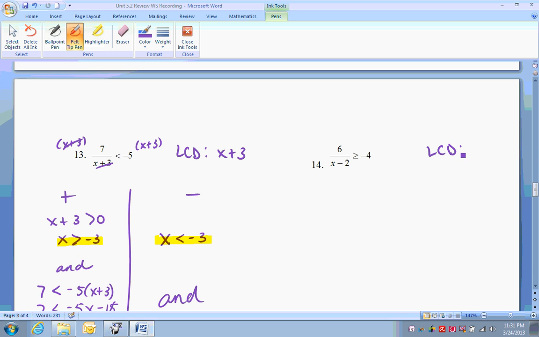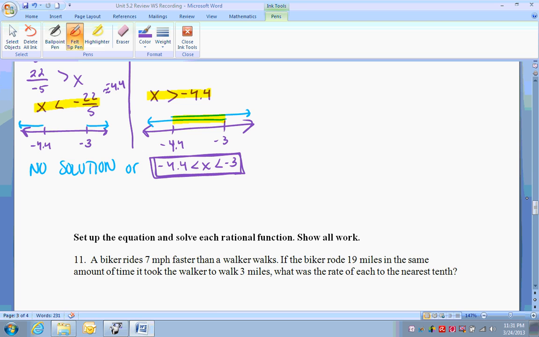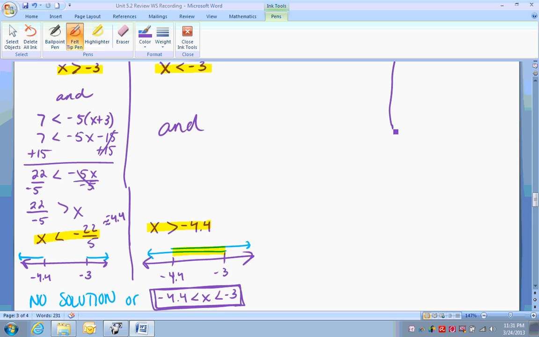The LCD here is x minus 2. We put a positive and negative case, depending on whether our LCD is positive or negative.